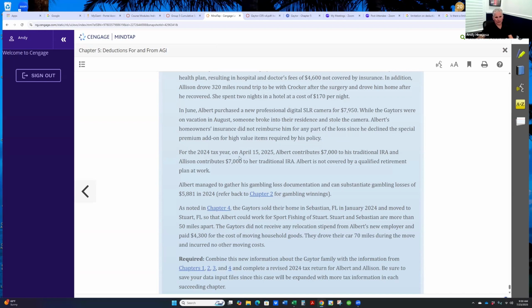For the 2024 tax year on April 15, 2025, Albert contributes $7,000 to his traditional IRA, and Allison contributes $7,000 to her traditional IRA. For clarification, Albert is not covered by a qualified retirement plan at work, so therefore, any contribution made to a traditional IRA for both Albert and Allison would be considered deductible. Now, this is for AGI. This wouldn't go into the Schedule A. It goes under the adjustments.